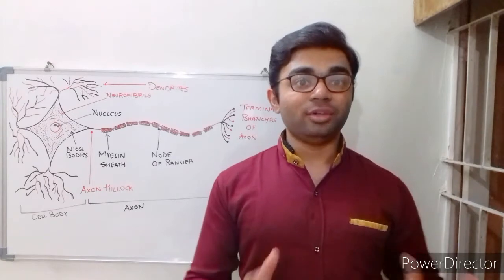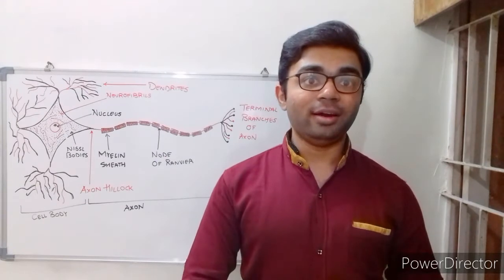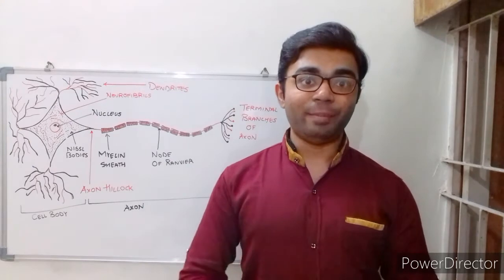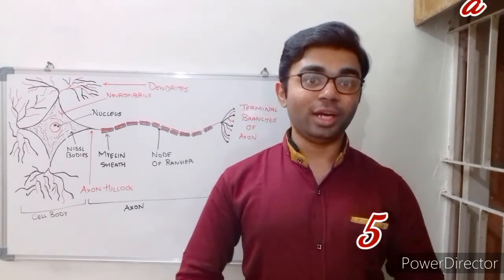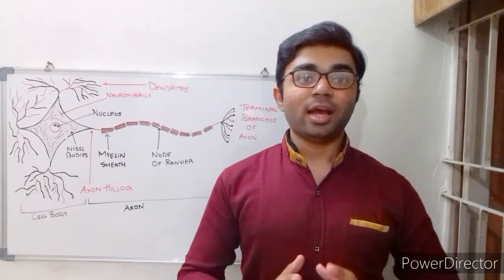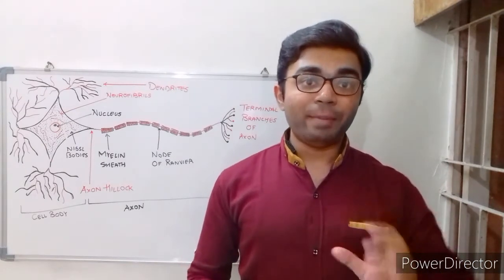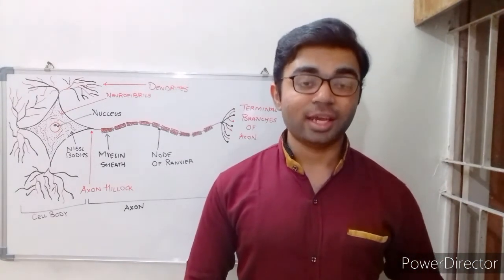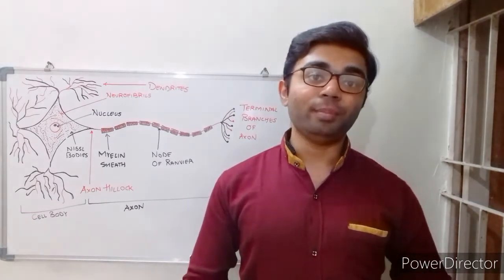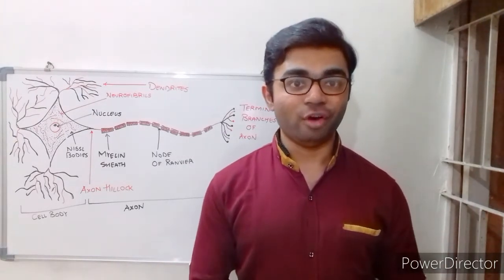But for now, the saltatory conduction, which is the conduction through the axon and under the myelin sheath, and the next is insulating function of a myelin sheath. Last is Neurilemma. Neurilemma is a thin membrane-like structure which is covering the whole of the axon, and it is also known as a membrane which contains the Schwann cells. For the myelinated cells, it contains the Schwann cells, and for the non-myelinated cell, it covers the axis cylinder. So that is all about the structure of a neuron.